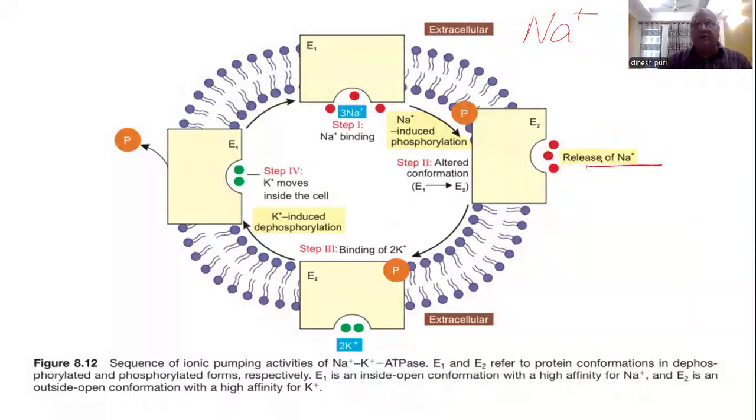Release of sodium occurs, followed by binding of potassium. So what will happen? Again there is a change in the conformation and potassium moves inside. As we had seen, the predominant intracellular cation is potassium. By the sequential activities of this pump, you can see 3 sodiums have been moved outside, 2 potassiums moved inside, and in the process, 1 ATP is utilized. So this is primary active transport, moved against the concentration gradient using ATP energy.